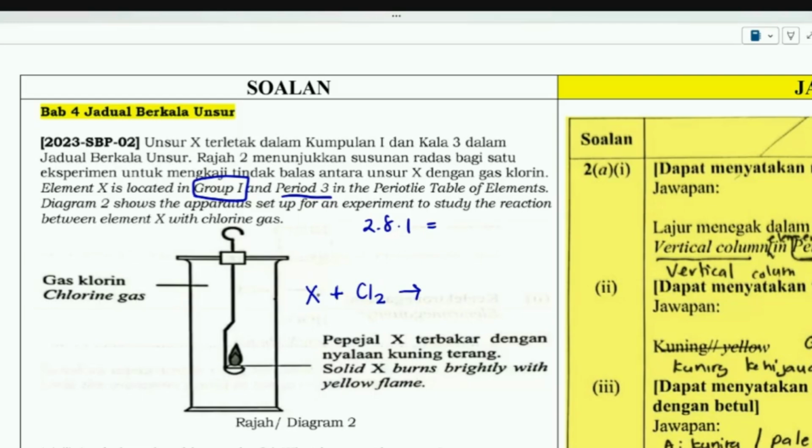Okay, X is group 1, right? Chlorine, group 17. So the product should be XCl. The l is a small letter. If you write Cl with a capital L, this one is wrong. So remember, this is wrong; this should be a small letter. So XCl. So it's not balanced, right? Cl2 here. So 2, 2. Okay, so that's the chemical equation.